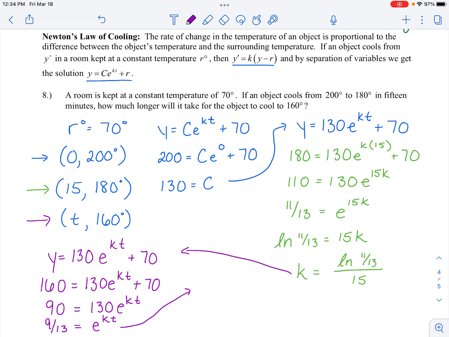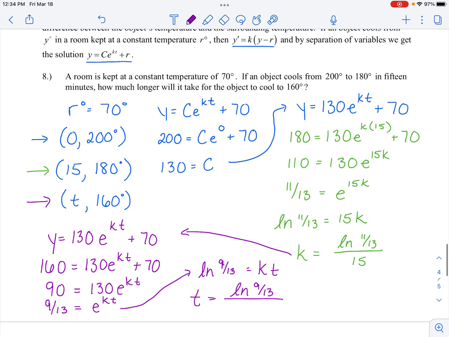We're going to take the natural log of both sides. So we're going to have the natural log of 9 over 13 equals kt. So t equals the natural log of 9 over 13 divided by k. So now I'm going to fill in what that k was equal to. So I'm going to write it as 1 over 15 natural log of 11 over 13. And now I go to a calculator to figure out an approximation for this. And it comes out to approximately 33 minutes. Yes, I know I should carry more decimals than that, but we're just going to go to the whole number here.